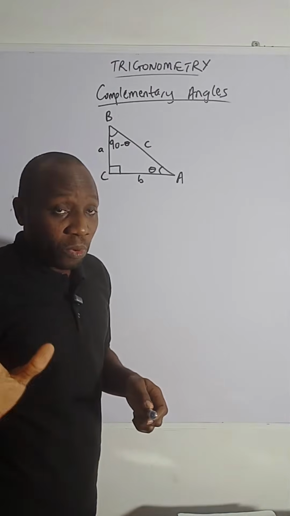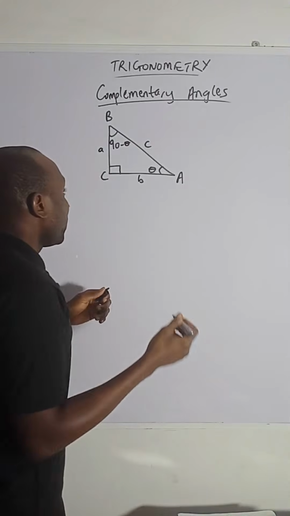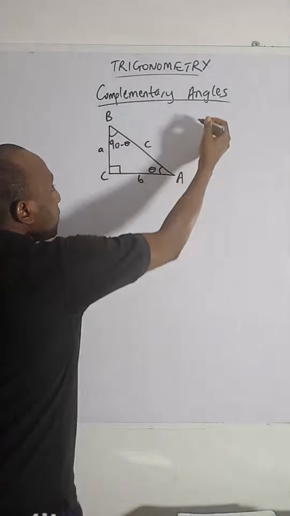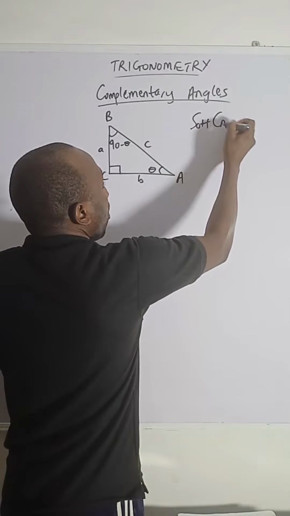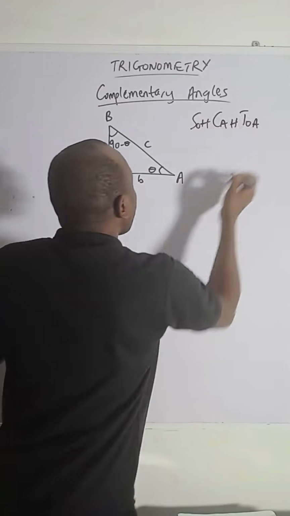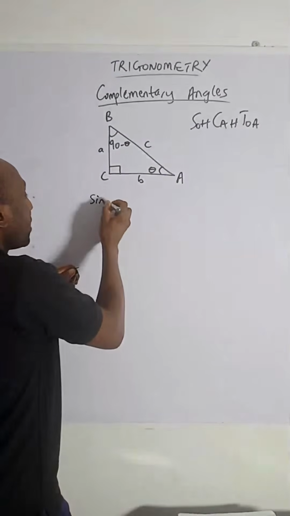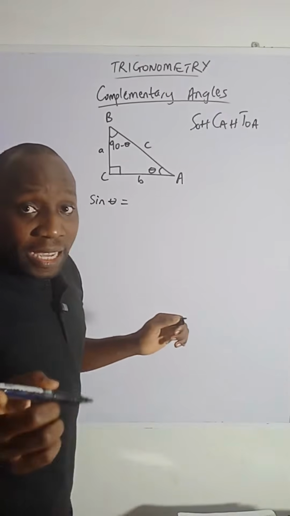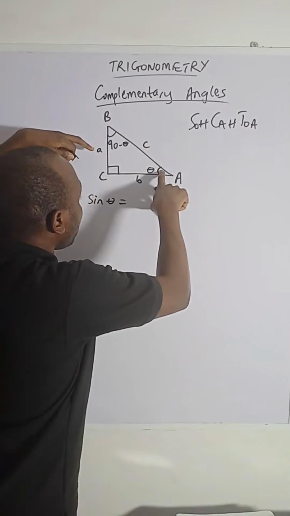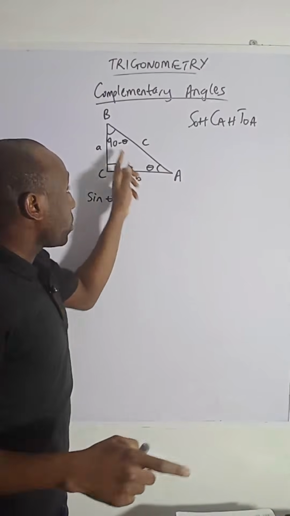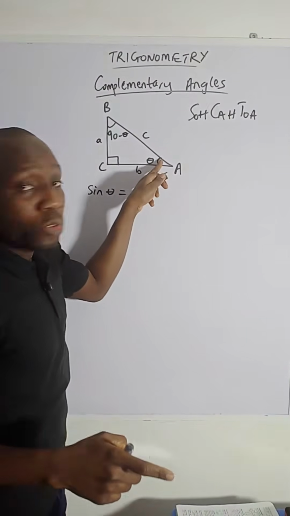We have done that before, so we need to do that again using secant. Hope you remember this. Secant. So let's quickly start with sine theta. What is sine theta? This is the angle here, theta, not 90 minus theta. This is what we're going to use, okay?